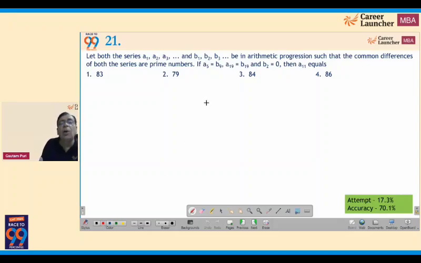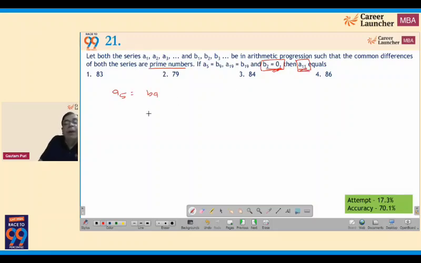And there's a small jugaad here in the question which I'll talk about. Let the series be in arithmetic progression. The common differences of both series are prime numbers. A5 is B9, A19 is B19, and B2 is 0. What is A11? So first of all, I know B2 is 0. So that is my base, and A11 is what I need to find. So I'll work everywhere with respect to B2 and A11. Question says A5 is equal to B9.